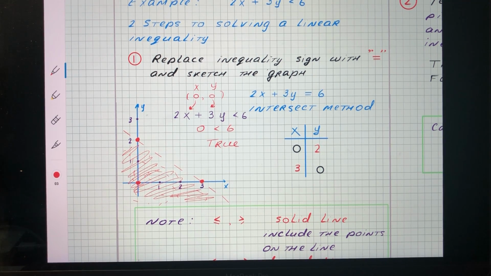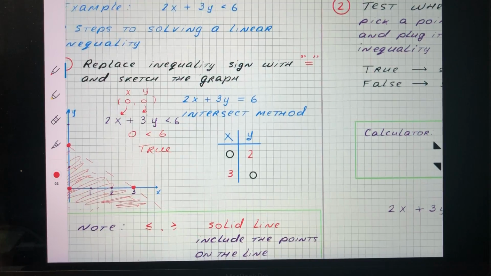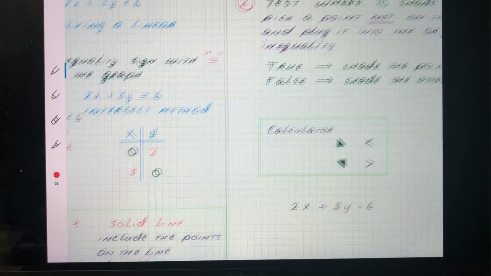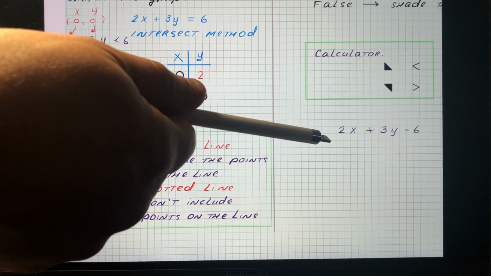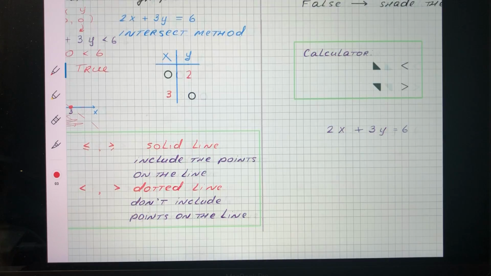Now, if we wish to look at it on a calculator, we can do so. Let's try it right now. With the calculator, we need to first solve our equation for y, because that's the only way we would be able to graph it. So here is our equation. Let's solve it for y.